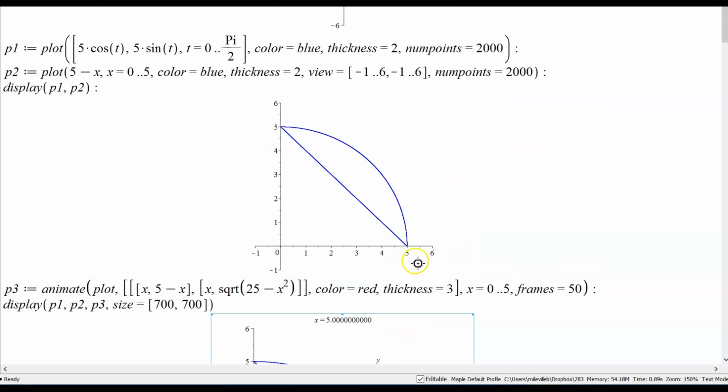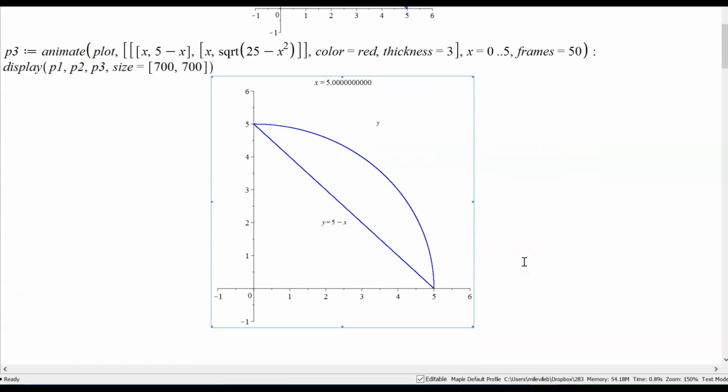So notice we have to find where these two graphs intersect, and they intersect at (0, 5) and (5, 0). Now there's a couple of ways we can set this problem up. This region happens to be both type 1 and type 2. We're going to set this up by using vertical slicing as a type 1 region.